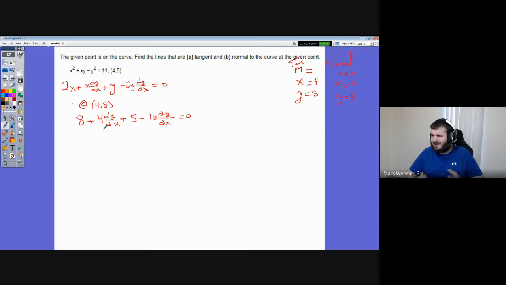It's all on the same side. I'm going to simplify it while it's here. 8 plus 5 is 13. 4 minus 10 is negative 6. Combined all my like terms. I'm going to add the 6 over. And I'm showing you all these extra steps. If you do some of this in your brain, nobody's going to kill you.